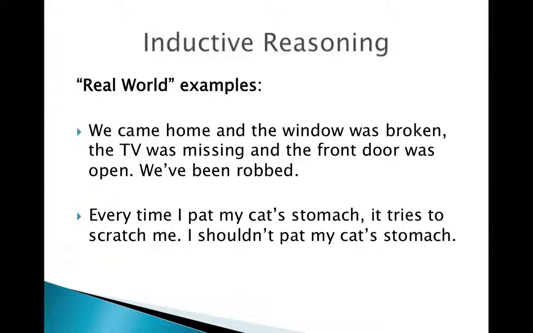Here's another example. Every time I pat my cat's stomach, it tries to scratch me. I shouldn't pat my cat's stomach. So several different observations done at different times lead this person to conclude that they shouldn't do something. Okay? So small observations lead to a big conclusion.